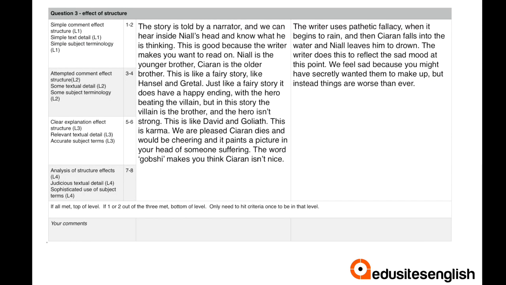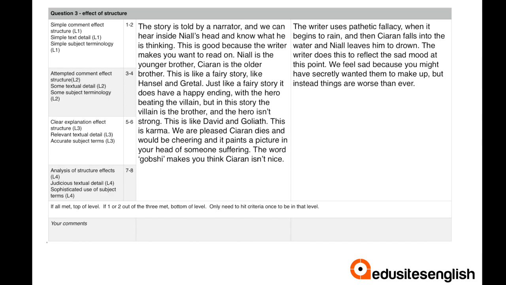So these are 2 responses. The first response: the story is told by a narrator and we can hear inside Niall's head and know what he is thinking. This is good because the writer makes you want to read on. Niall is the younger brother, Kieran is the older brother. This is like a fairy story, like Hansel and Gretel. Just like a fairy story, it does have a happy ending, with the hero beating the villain. But in this story, the villain is the brother and the hero isn't strong. This is like David and Goliath. This is karma. We are pleased Kieran dies and would be cheering, and it paints a picture in your head of someone suffering. The word "gobshite" makes you think Kieran isn't nice. So that's the first response.